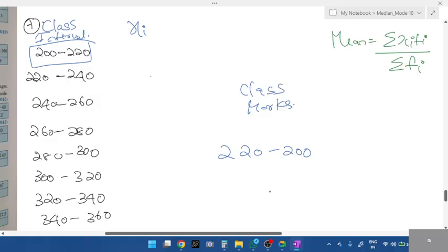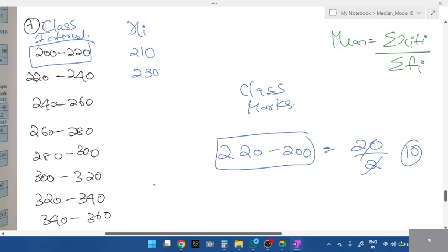How much is 220 minus 200? 20. 20 divided by 2? 10. Add this 10 with the first number. What is 200 plus 10? 210. Which means, students, isn't this 210 the exact middle value between 200 and 220? Middle value, right? So this is the formula we use.